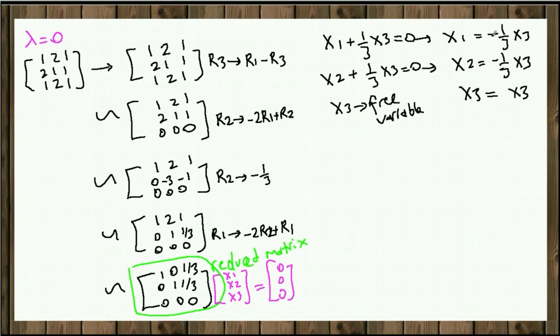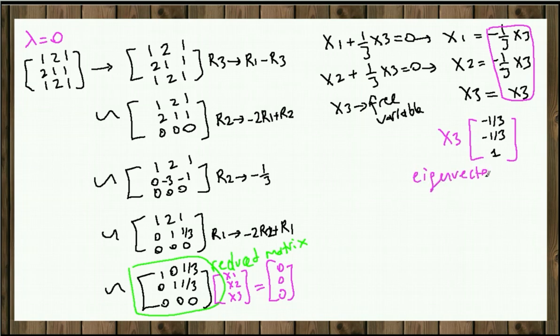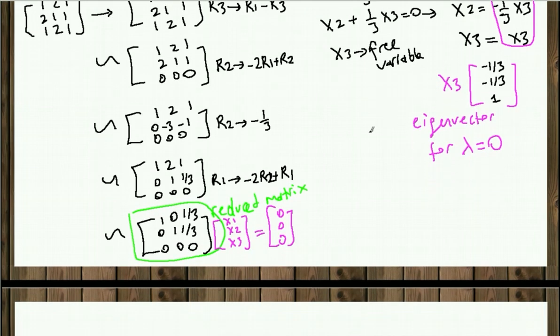And if we factor out x3, we can find our null space. So x3 times negative 1/3, negative 1/3, the coefficients, and 1. So this is our second eigenvector, the eigenvector for lambda equals 0. We found our second eigenvector too. Let's go ahead and find our last eigenvector.